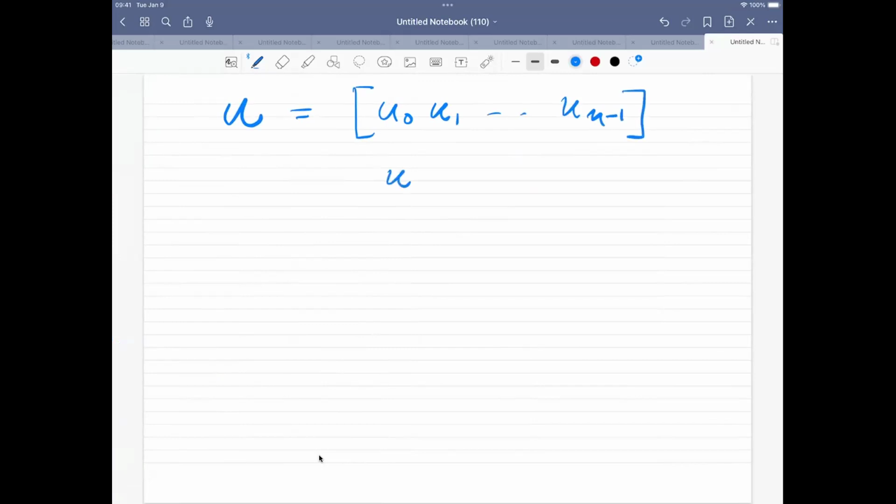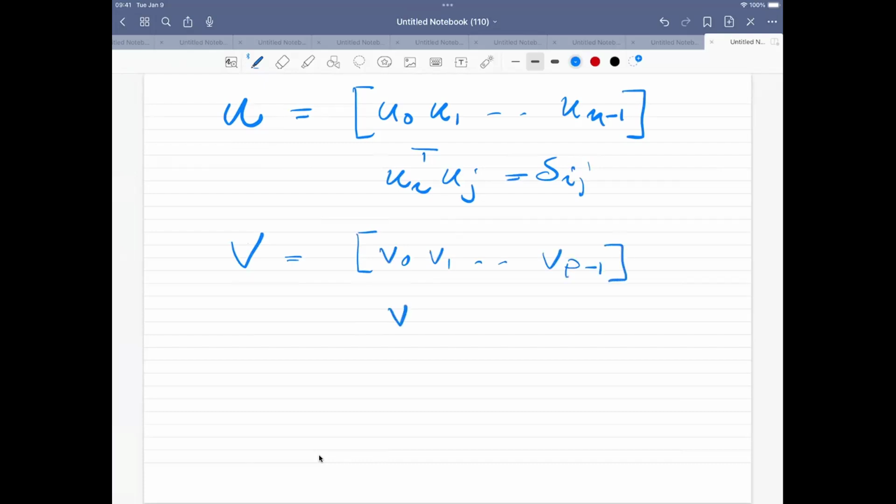And each one of these vectors, like u_i transpose times u_j, is equal to delta_ij. So these are orthogonal. And the same with V. If we write every matrix in terms of column vectors, so every entry here is a vector, I have v_0, v_1, up to v_{p-1}. And again here, what I have is that v_i transpose times v_j is equal to delta_ij.